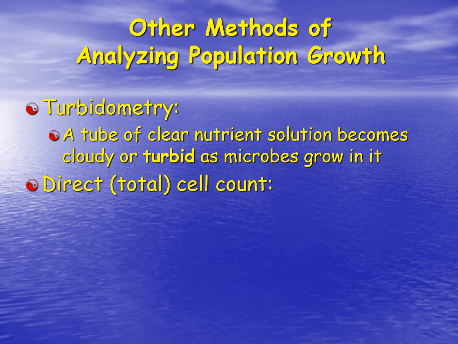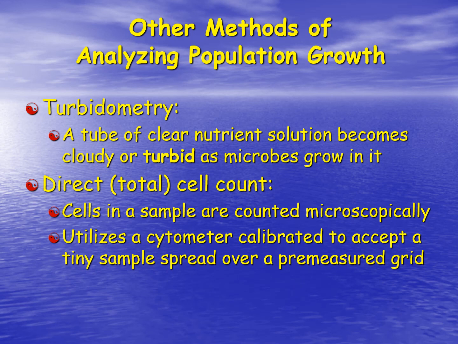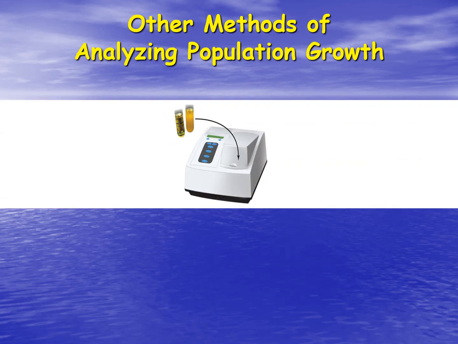I can also do direct or total cell counts. One of these is simply the plate count, where we count the number of colonies on the plate and then do the mathematical equations to estimate the total population. Or we can actually directly count cells under the microscope. This uses a cytometer, which is calibrated to accept a tiny volume of sample spread over a pre-measured grid. We can then count the number of bacteria within each grid and again apply a mathematical equation and get the approximate number within the total volume.